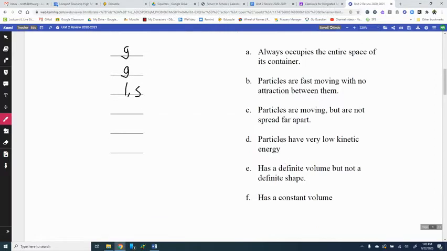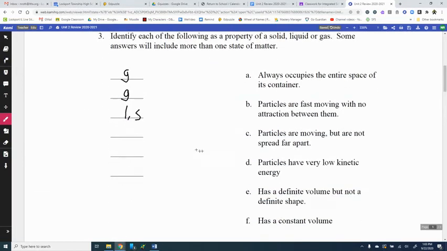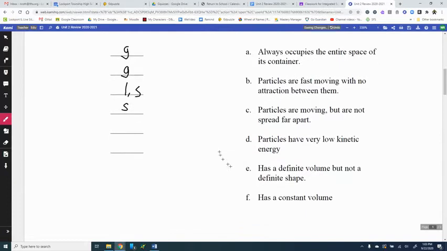Particles have very low kinetic energy, so that goes back up to here with energy. Solids have the lowest kinetic energy. Has a definite volume, but not a definite shape. That's a liquid. And has a constant volume. That is a solid and a liquid.